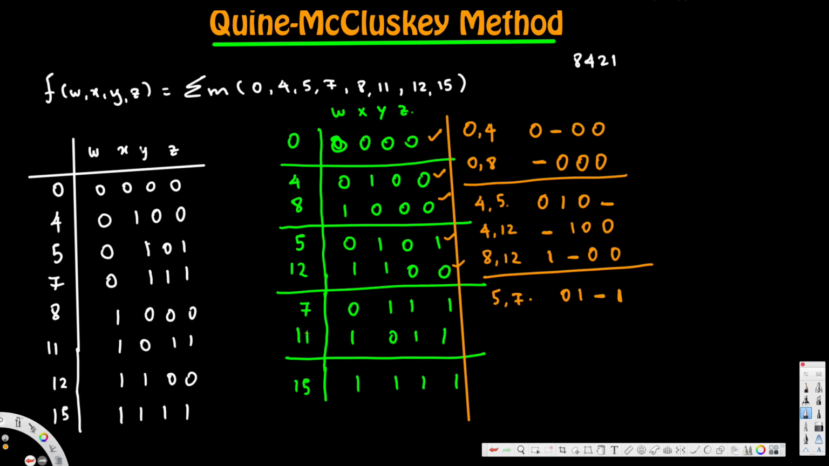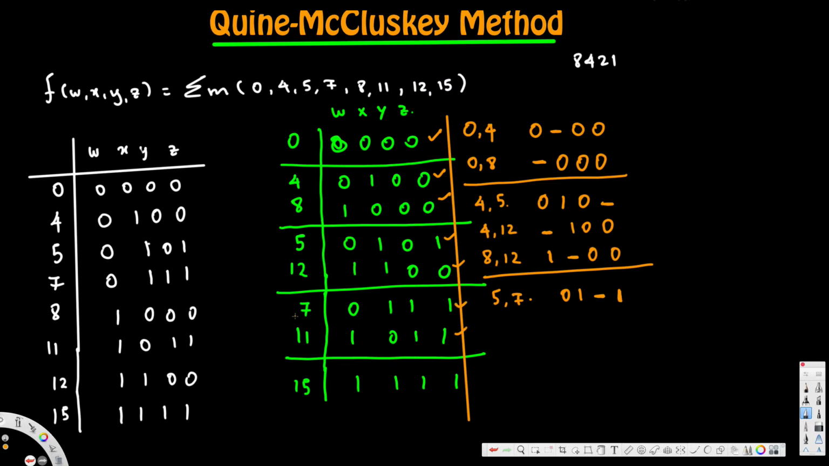Now let's look at 12 and 7. 12 and 7, 1 1 0 0 and 0 1 1 1. So we have 2 locations changing, so we shouldn't consider this one. Then 12 and 11, 1 1 0 0 and 1 0 1 1. Here we have 3 locations changing, so we can't take this one. Okay, so we are done with that one.